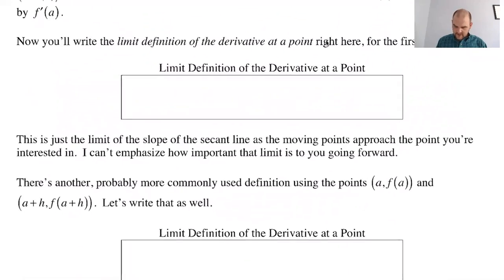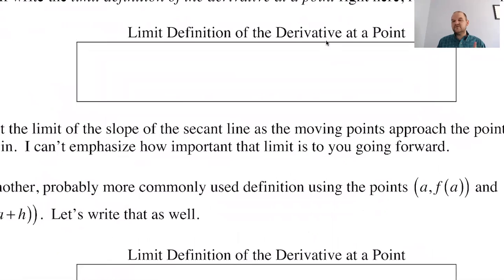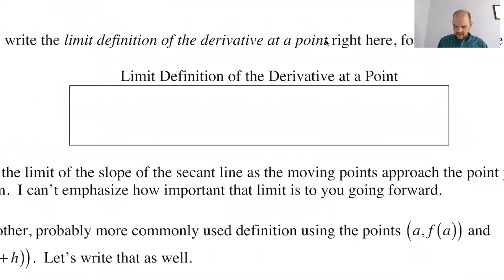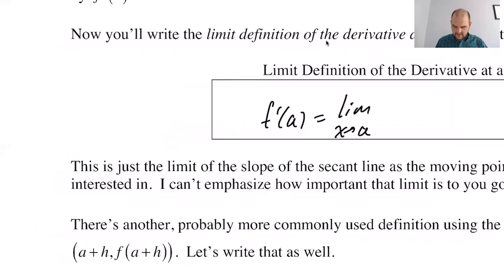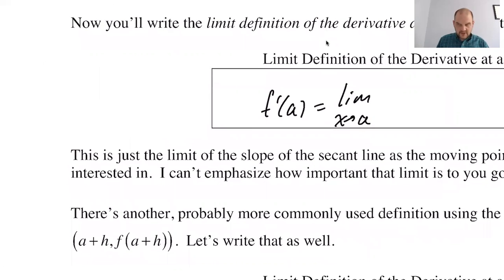And I'm going to write that down. So the limit definition of the derivative at a point is going to be, so we'll say f prime of a is the limit. I want x to get closer to a. Always think in your head, what is getting, sometimes we have something getting smaller, other times we have things getting closer together. In this case, we have the 2 points getting closer and closer together.